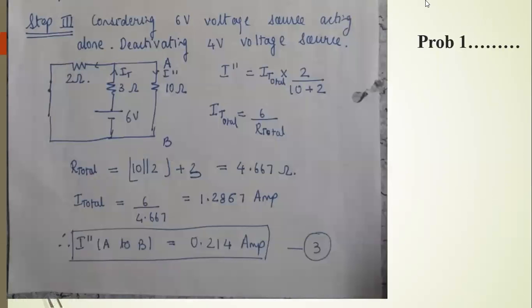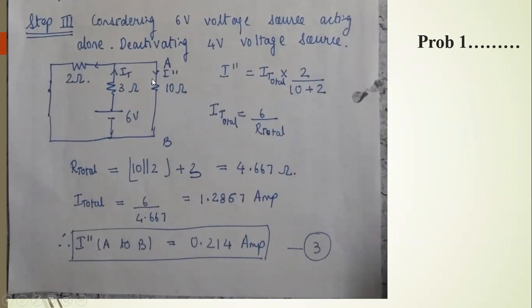In step number 3, what we'll do is we'll consider the 6 volts voltage source acting alone, and the 4 volts voltage source will be deactivated. Again, the internal resistance is not specified, so we'll assume that the 4 volts voltage source is an ideal voltage source. So we'll replace it by a short circuit. So this becomes a circuit now.